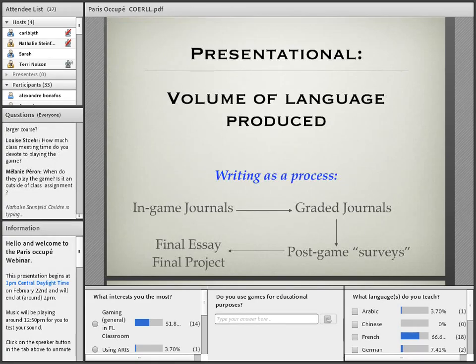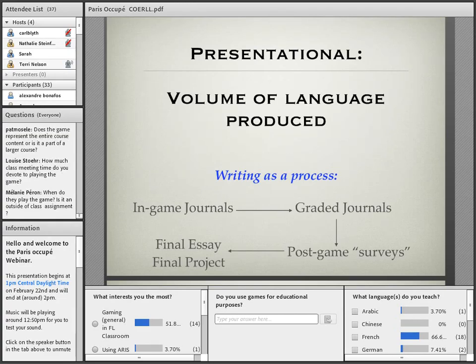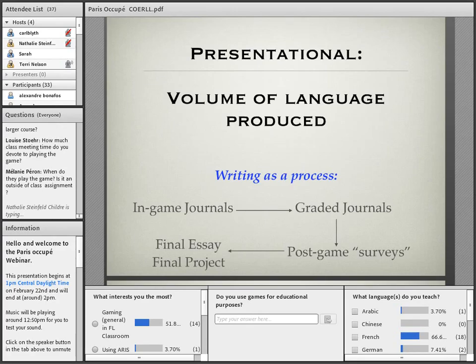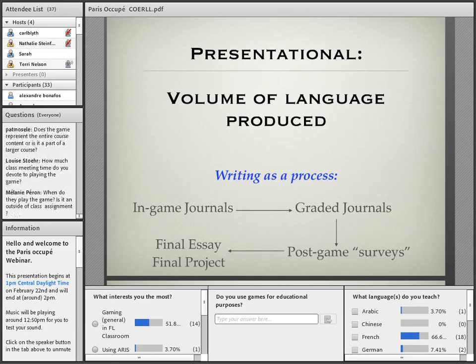What I like about the different chapters of the game is the volume of language that's produced, but also the way that we're able to use writing as a process. Students have their in-game journals that they do in ARIS, then they have their graded journals, which they did on Blackboard. We also had post-game surveys, which were actually homework assignments, where I asked them questions about the gameplay. Sometimes I presented them with more information, like in the chapter on rationing, I gave them some pictures of what rationing was like 2 years later and asked them to comment on it. And then they also had a final essay and final project that they had to do.